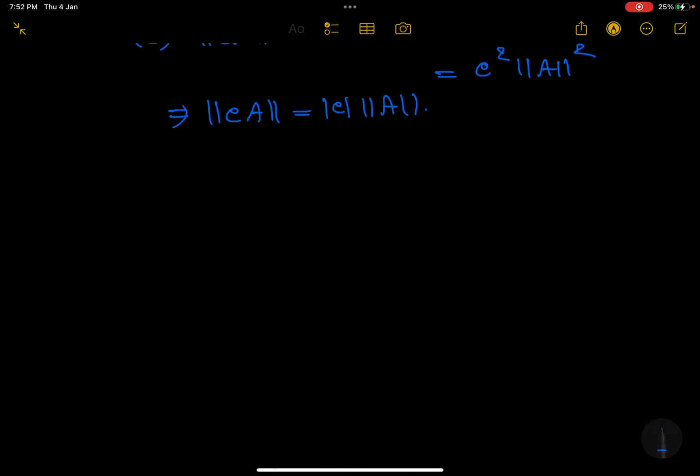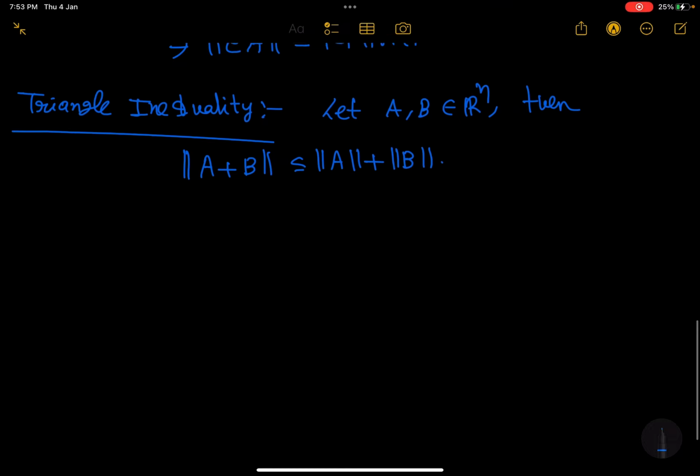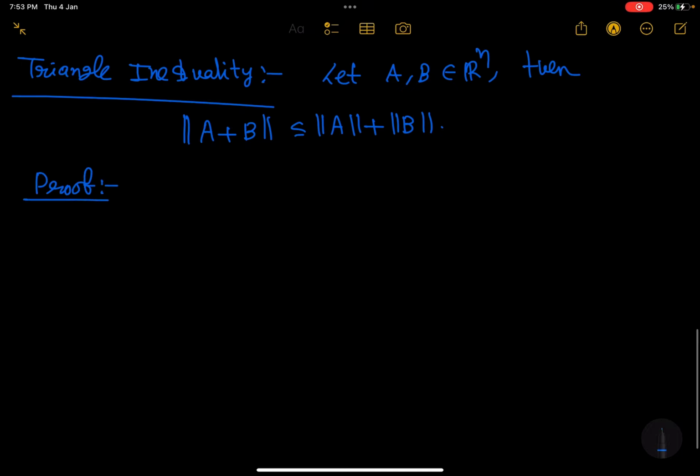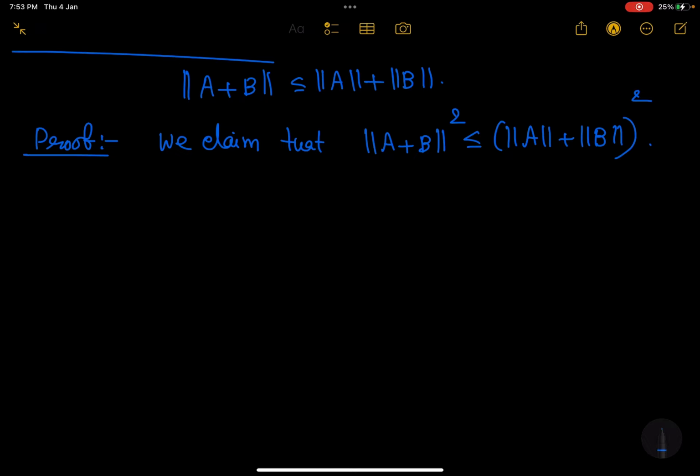Now we have the triangle inequality, which we prove now. Let A and B be two vectors in Rn, then norm of A plus B is less than or equal to norm of A plus norm of B. So the proof is, we claim that norm of A plus B whole square is less than or equal to norm of A plus norm of B whole square. Because if we can prove this, we can actually say that norm of A plus B is less than or equal to norm of A plus norm of B.